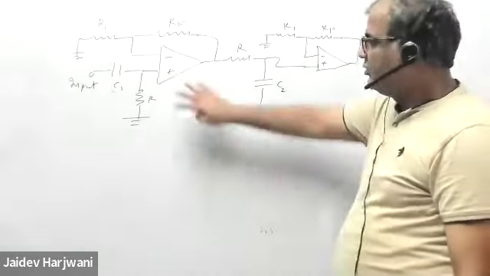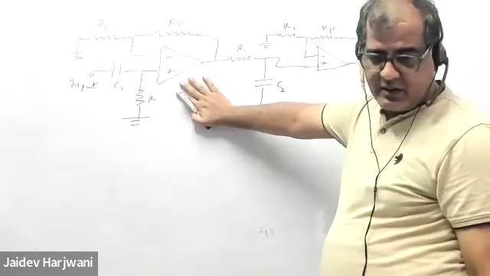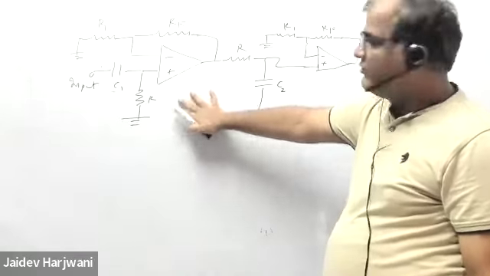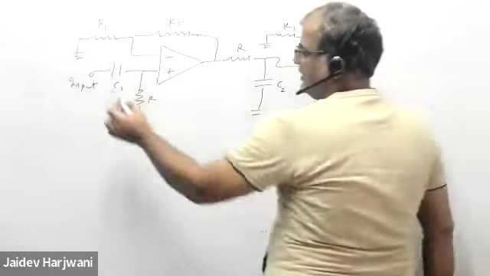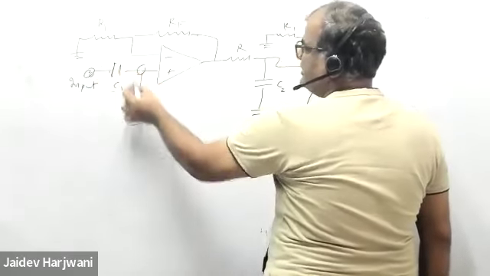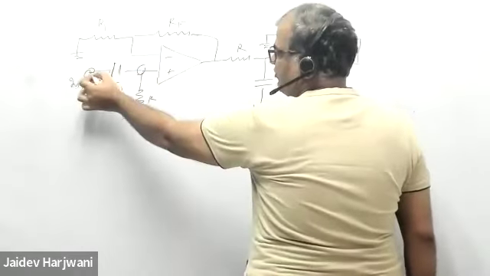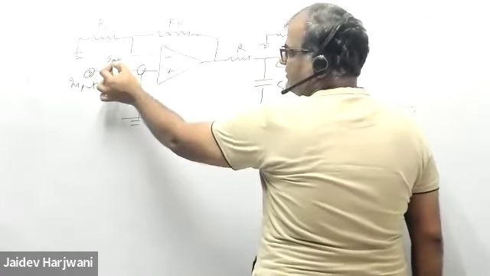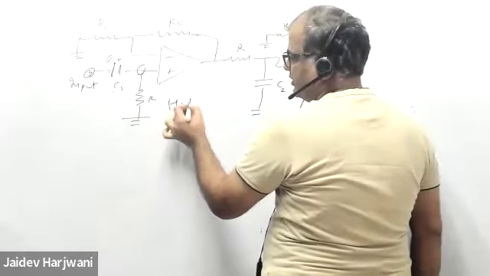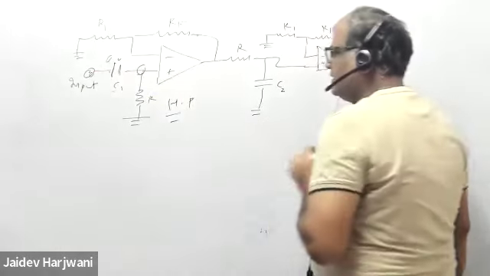Pragya, tell me, is this a low pass or high pass? Sir, it's high pass. So you just have to check. If I apply high frequency here, this will become short, so all voltage will come here and get amplified. If I apply low frequency, this will become open, and once this becomes open, this will become zero. So this is a high pass filter. This cannot pass low frequency.